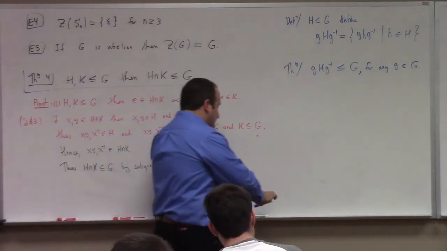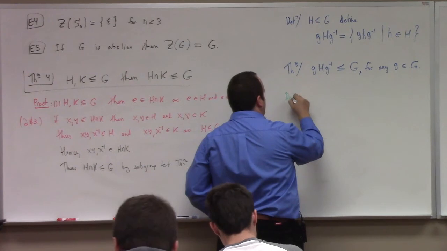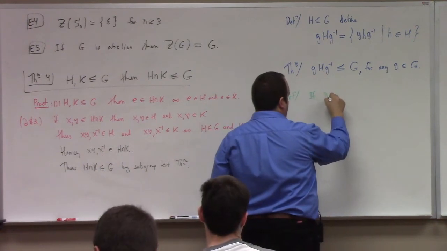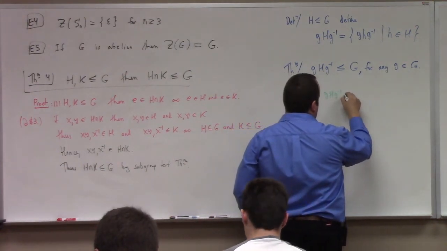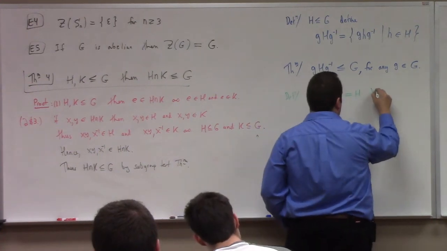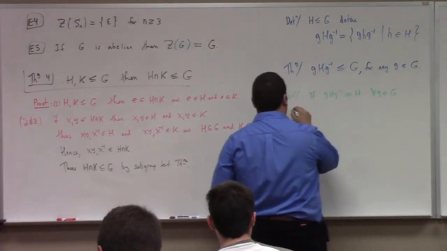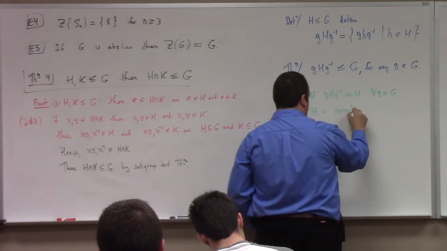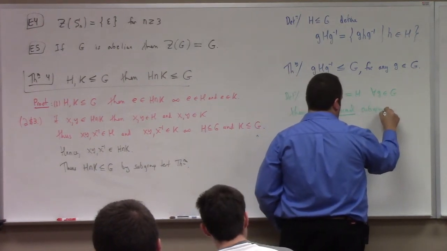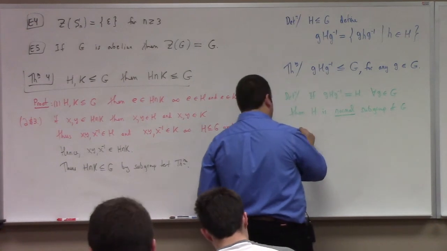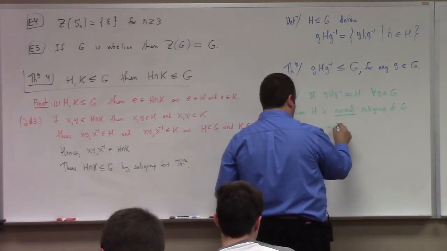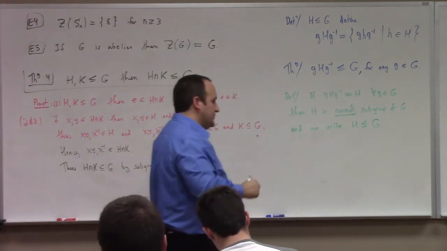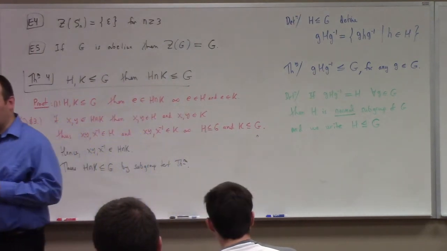And then the interesting thing here is this gives us a definition that we will study further in future lectures, which is that if gHg inverse is equal to H again for all g in G, then H is a normal subgroup of G. And we write H triangle underline G, so kind of like less than or equal to, but filled in on the side. This means normal subgroup.